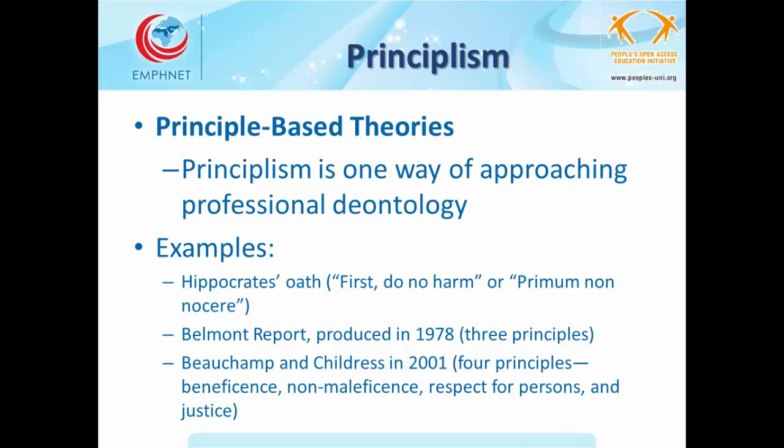Principalism is fairly well known and frequently cited in the literature, and in most of the teaching of ethics as well. There are many examples of principalism, which is basically putting the ethical theory into a set of principles. For example, the Hippocratic Oath, that first do no harm, is a principle. Then the Belmont Report in 1978 talked about three principles. And then more recently, Beauchamp and Childress came up with the four principles, which are going to be discussed.